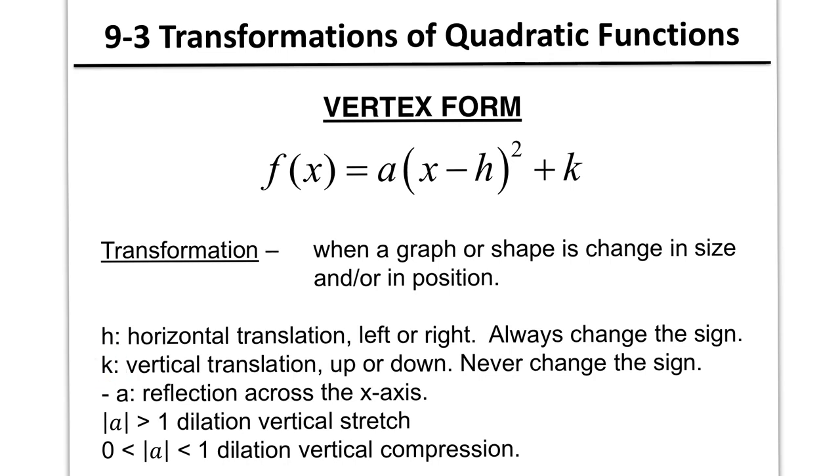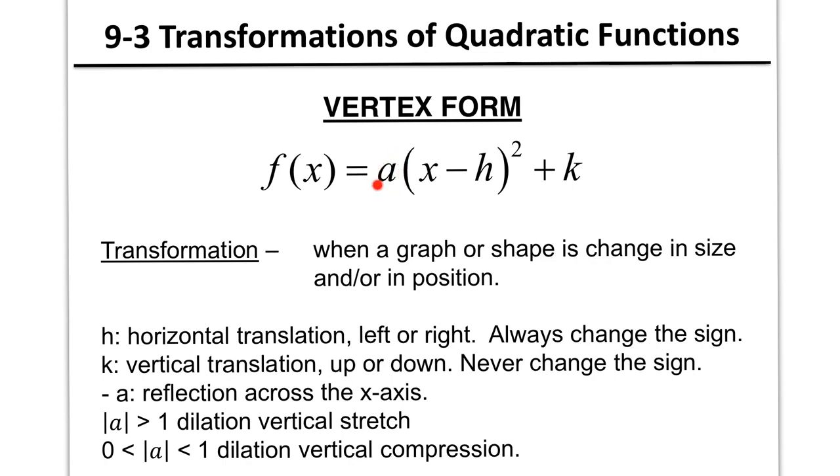Your k is the one at the end of the function, so you see the plus k here. That is going to tell you how many steps you are going to move vertically, up or down. So the graph, the parabola, moves up or moves down, and that's going to be your vertical translation. And vertical is up and down. Now for your k value, you never change the sign. You always keep the same sign for the k.